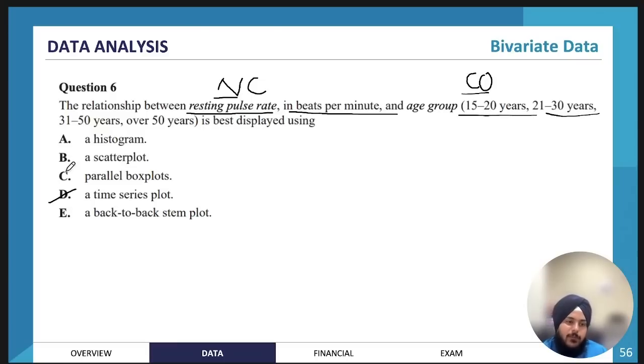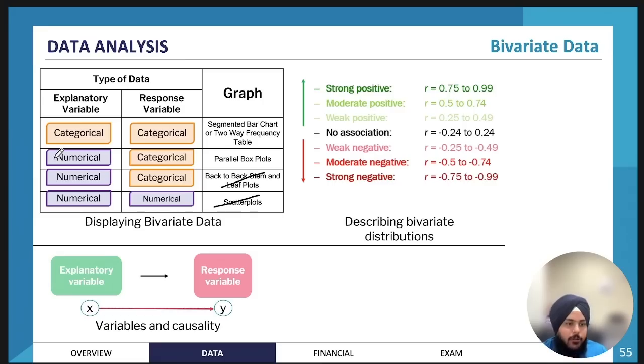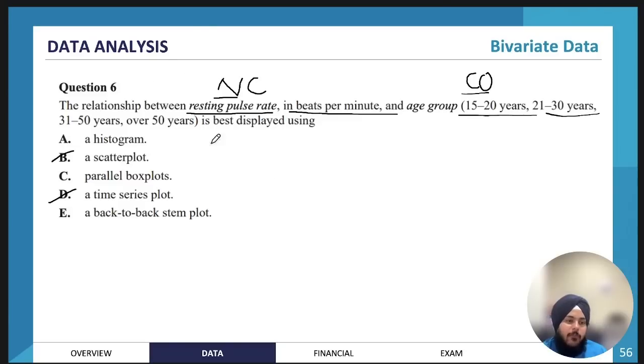But would that be the best way of representing this? Probably not. So let's just look at the other examples. A histogram, again, wouldn't be the best way of representing this, because a histogram is again usually used to represent univariate data. So no. So it's either parallel box plots or stem and leaf plots.